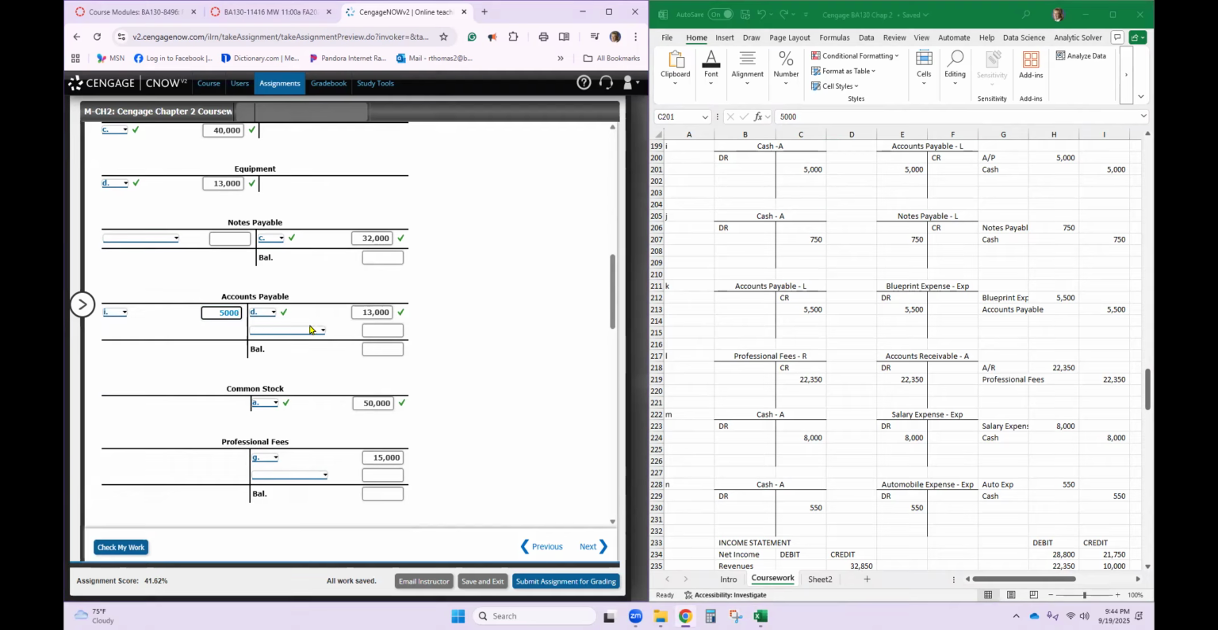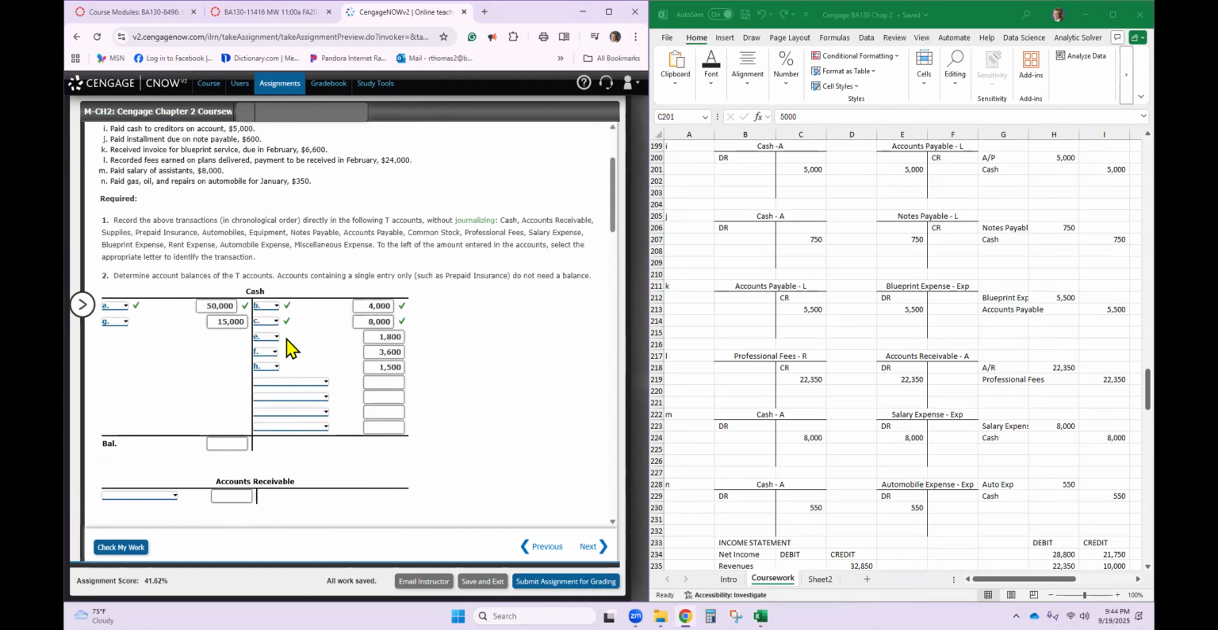Okay, down it goes. We had 13,000. We paid 5,000. If we had a place to put a balance, we could. Right? We have $8,000 left to pay, but that's not what they want us to do. But pretty soon we're going to have a balance. So 5,000, and we paid cash. So this is I. Down goes cash. Okay, here comes J.